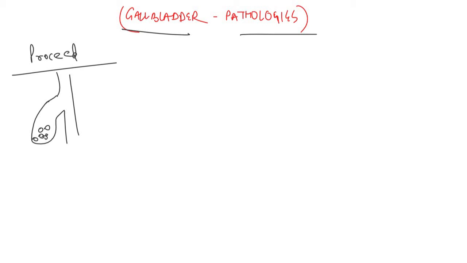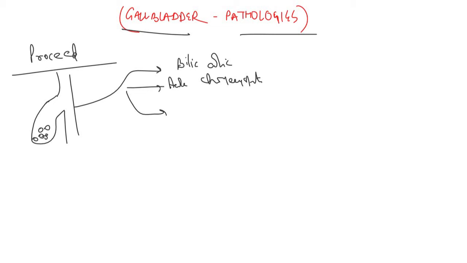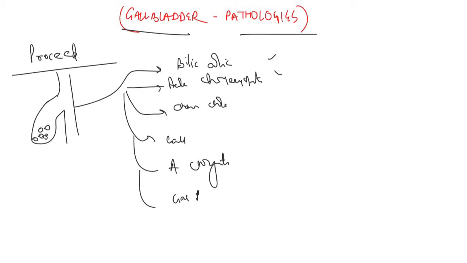Now there are various pathologies that can arise, like the biliary colic, and we have the acute cholecystitis. I am so sorry about my handwriting, but you have to compromise on that. Chronic cholecystitis, gallstone ileus, ascending cholangitis, and finally gallbladder carcinoma.